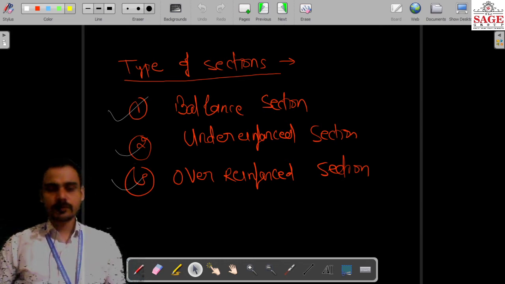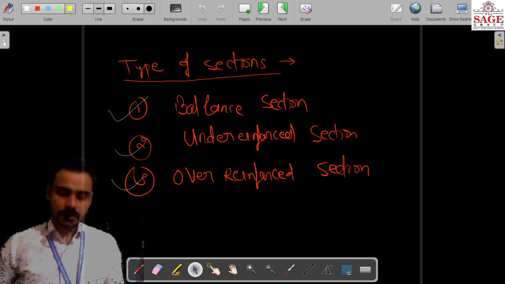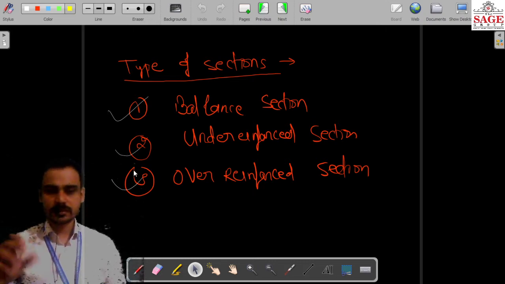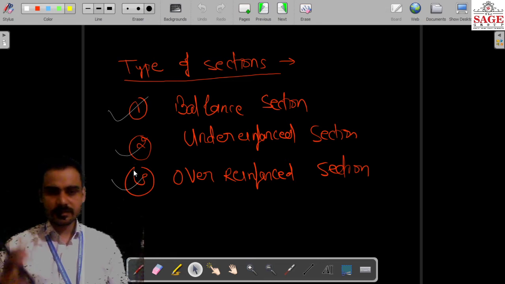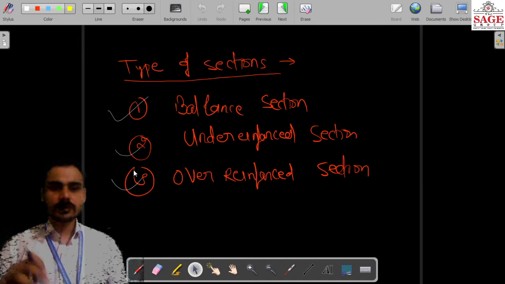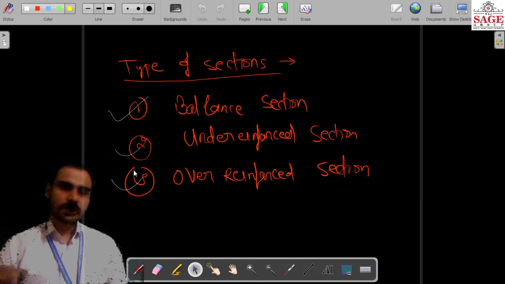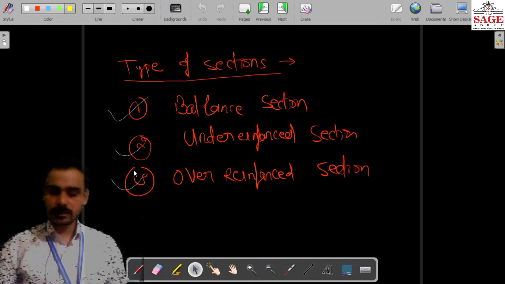If we design any kind of RCC structure with the limit state method, there may be three types of sections. The first one is balanced section, the second one is under reinforced section, and the third one is over reinforced section. The type of section is determined by the amount of steel present, how much percentage of steel, and with the variation of the percentage of steel, the various types of sections arise. So we'll discuss all three sections one by one.